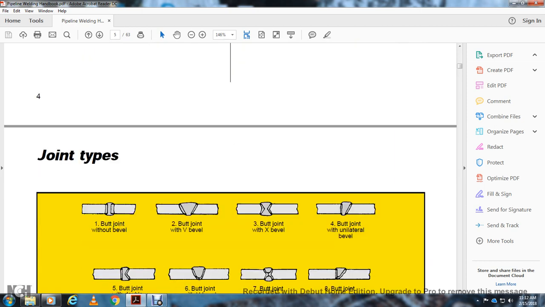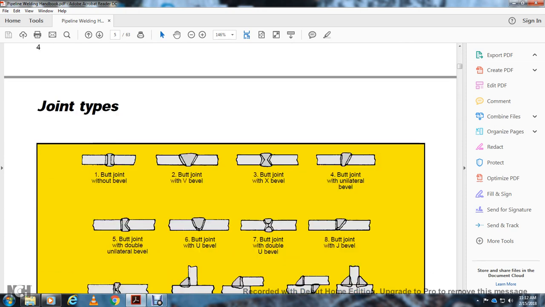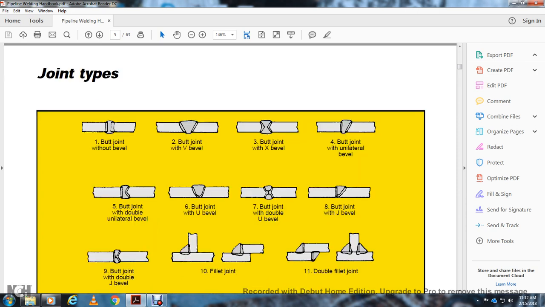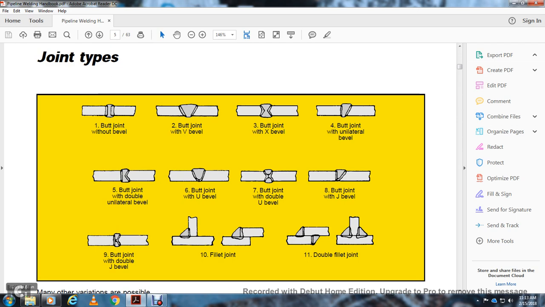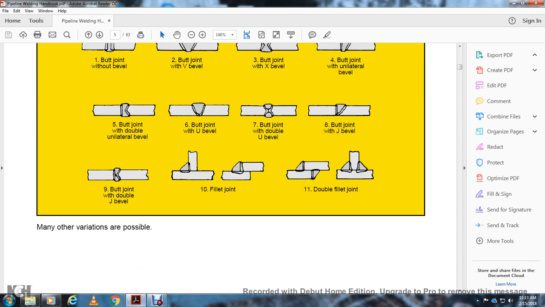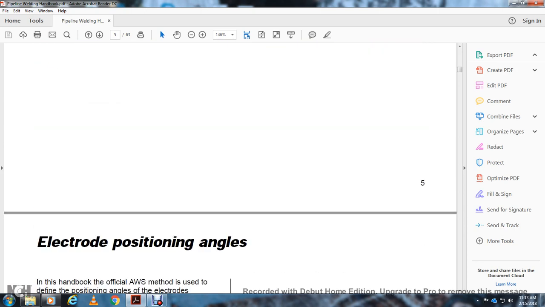Alright, at the top you see: one is a butt joint without bevel. Two is a butt joint with a V bevel. Three is a butt joint with an X bevel. Four is a joint with a unilateral bevel. Five is a butt joint with a double unilateral bevel. Six is a butt joint with a U bevel. Seven is a butt joint with a double U bevel. Eight is a butt joint with a J bevel. Nine is a butt joint with a double J bevel. And ten is a fillet joint. And eleven is a double fillet joint. Many other variations are possible.